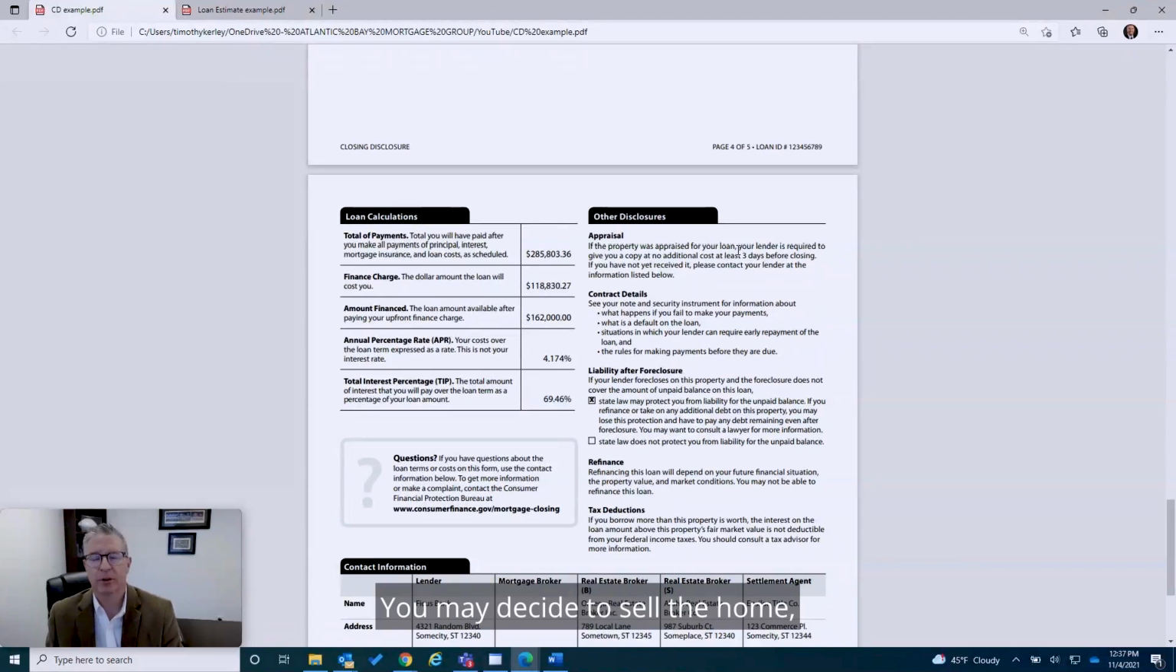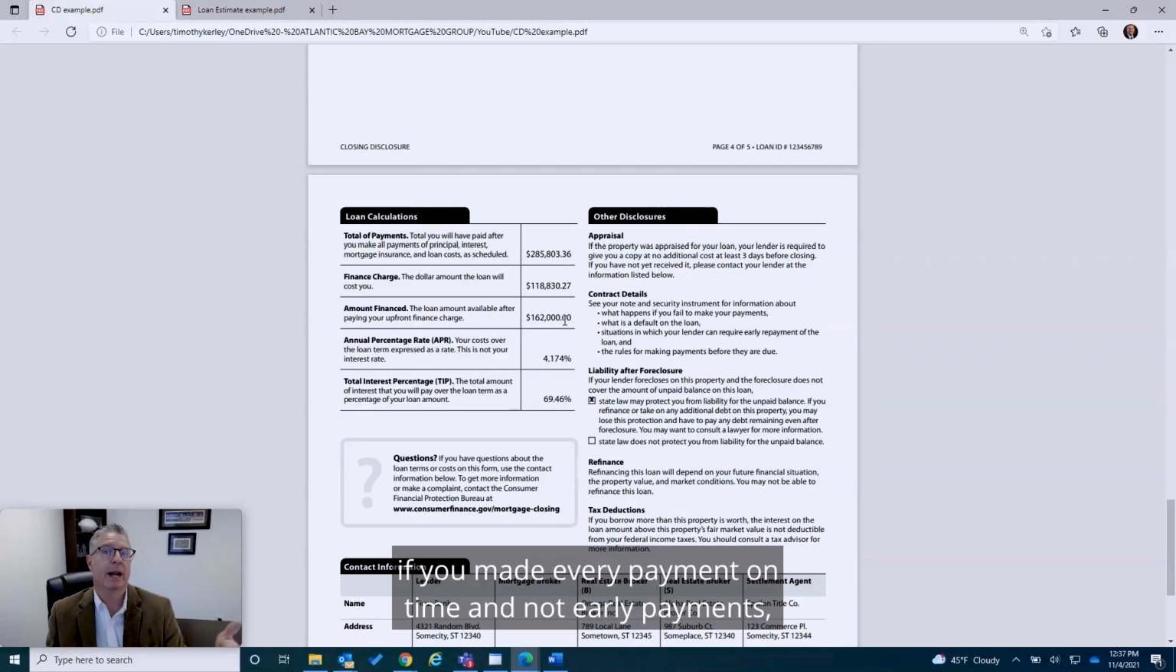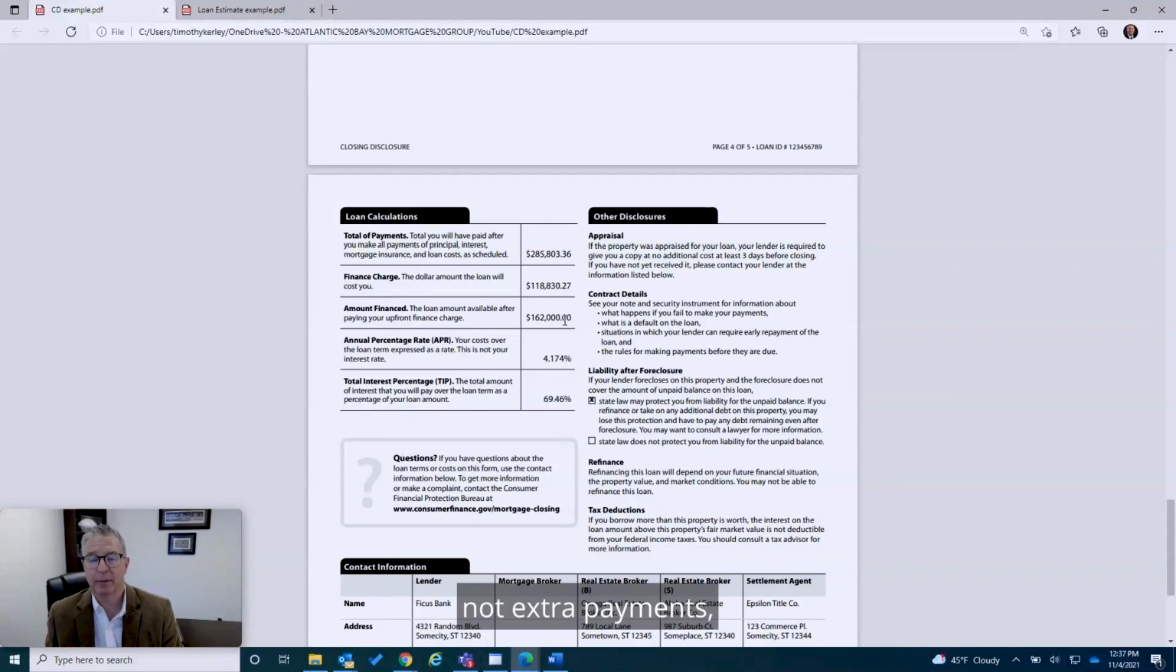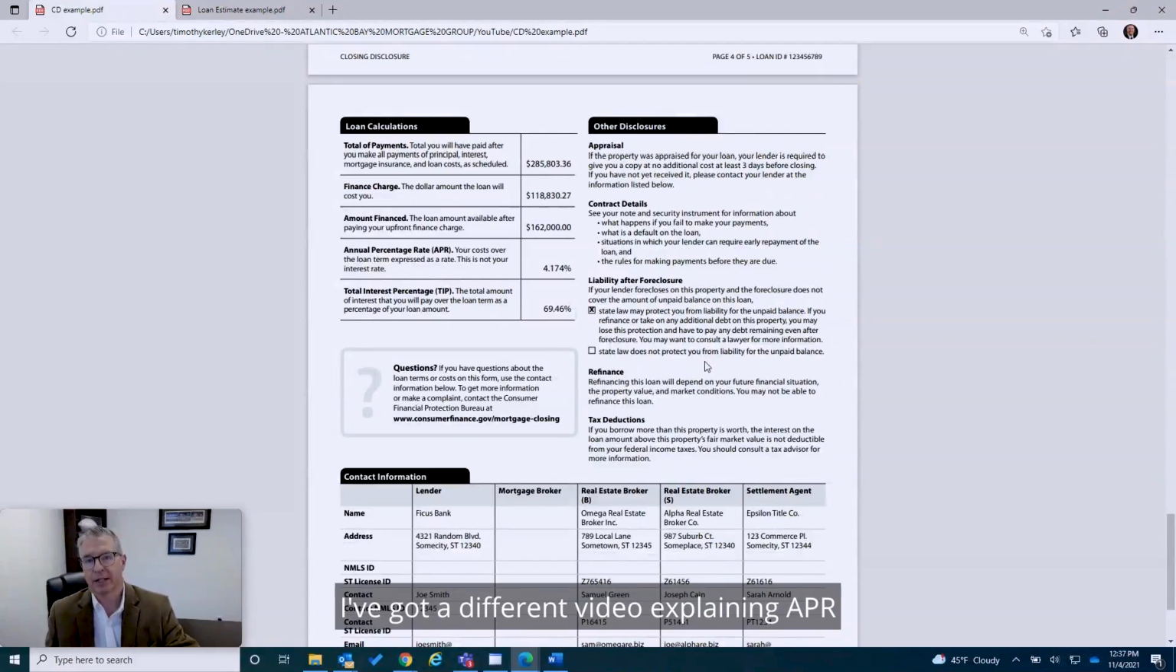You may decide to sell the home. You may decide to move. You may decide to refinance it, or whatever the case may be. It's highly unlikely you're going to have the loan for the full 30 years. But if you did, this is how much you would pay back. This is how much in interest you would pay if you made every payment on time, and not early payments, not extra payments or late payments or anything like that. Any of those things can affect these figures. As well as your annual percentage rate. I'm not going to go into what that is. I've got a different video explaining APR, so you can check that out if you want.